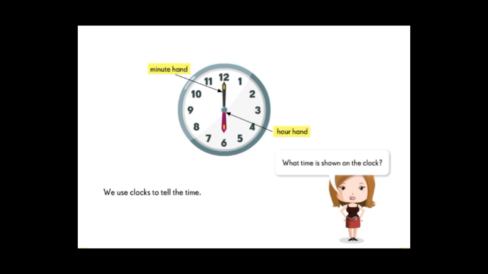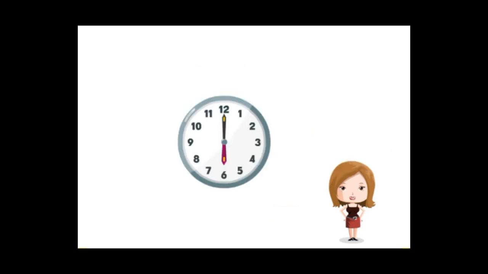What time is shown on the clock? When the minute hand is at 12, we read the time as o'clock. So the time is 6 o'clock. Let's tell the time together.